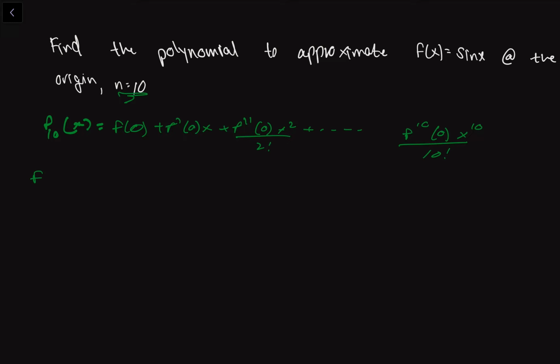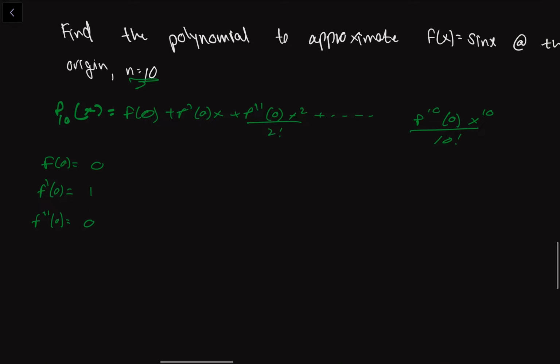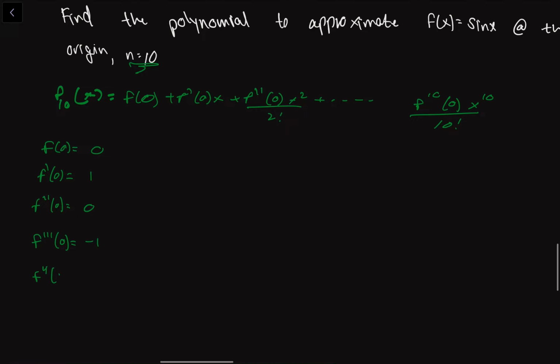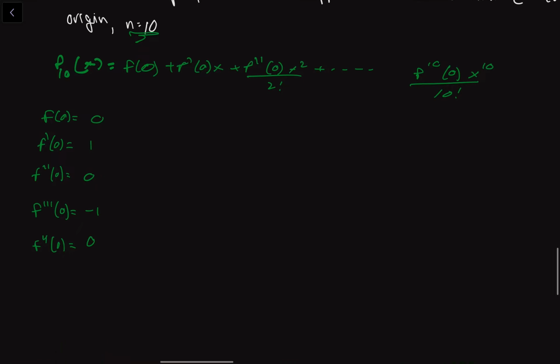For example, f of 0 equals sine of 0, which is 0. F prime of 0 equals cosine of 0, which is 1. F double prime of 0 equals negative sine of 0. Make sure I'm doing that right. Cosine of 0, derivative of cosine is negative sine. Plug in a 0 into negative sine, you'll get 0. Triple derivative, you're just going to get negative 1. And this pattern will repeat itself. We'll go 0, 1, 0, negative 1. 0, 1, 0, negative 1.